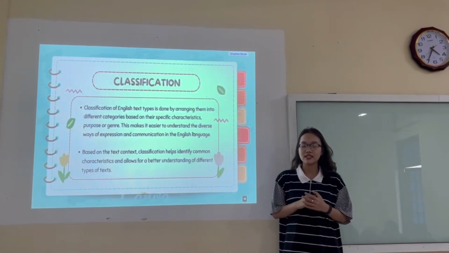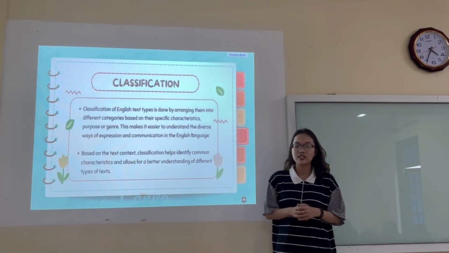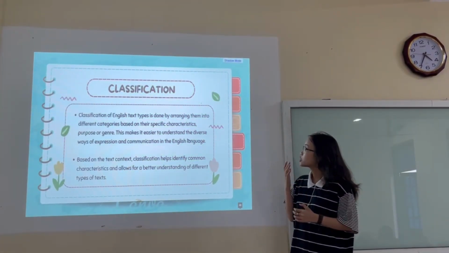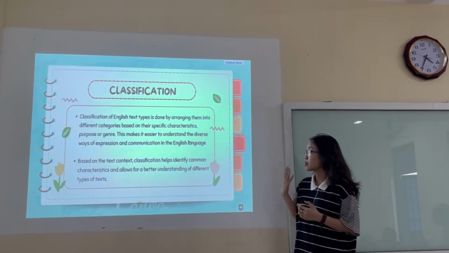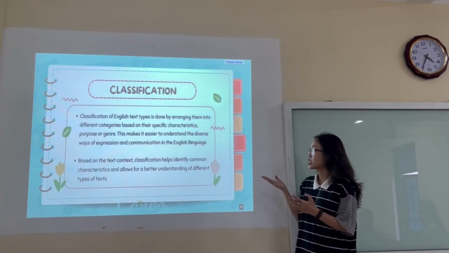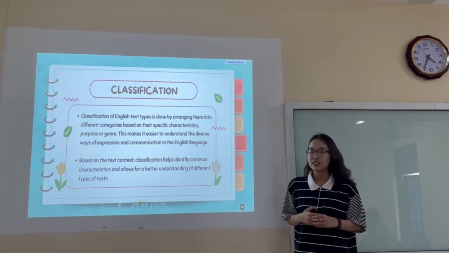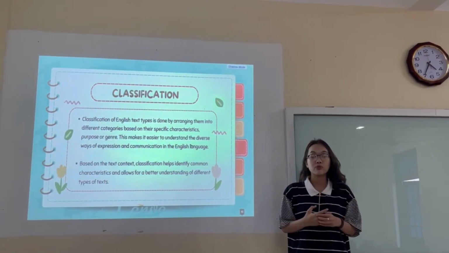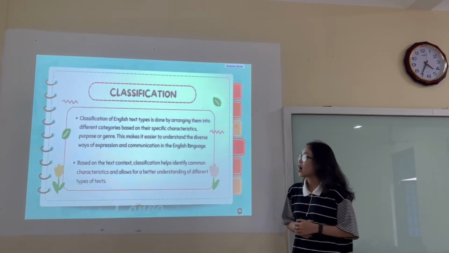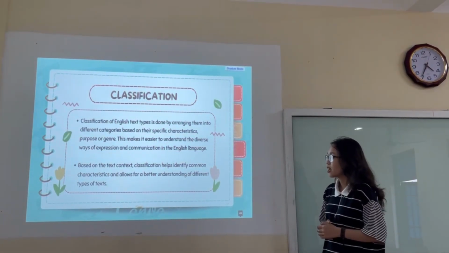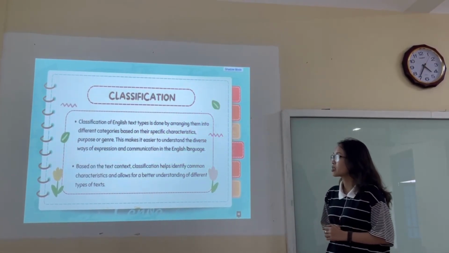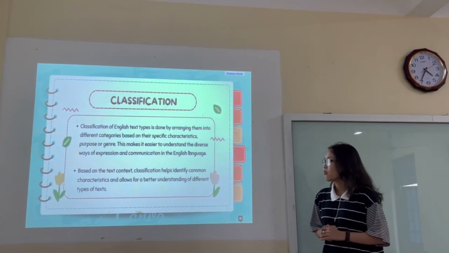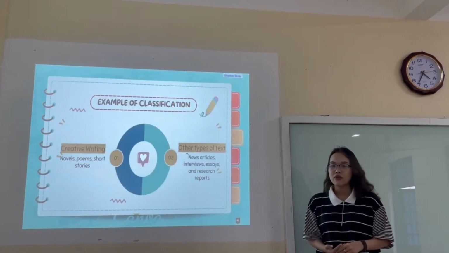Classification of English text types is done by arranging them into different categories based on their specific characteristics, purpose, or genre. This makes it easier to understand the diverse ways of expression and communication in the English language. Based on the text content, classification helps identify common characteristics and allows for a better understanding of different types of text.